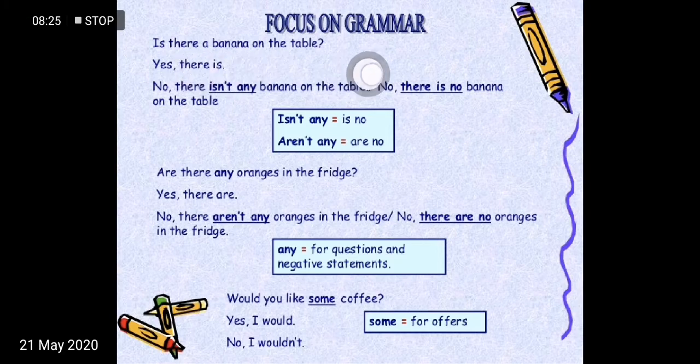Is there a banana on the table? Yes, there is. No, there isn't any banana on the table. And it can mean here, no, there's no banana on the table. So isn't any here means no, and aren't any here means are no. Are there any oranges in the fridge? Yes, there are. No, there aren't any oranges in the fridge. Look at the sentence: there aren't any oranges. It means there are no oranges, like I showed you here. So any is used here for questions and negative statements, and similarly some is used for offers.